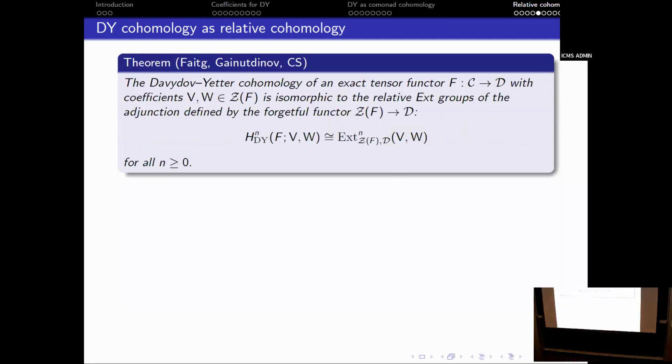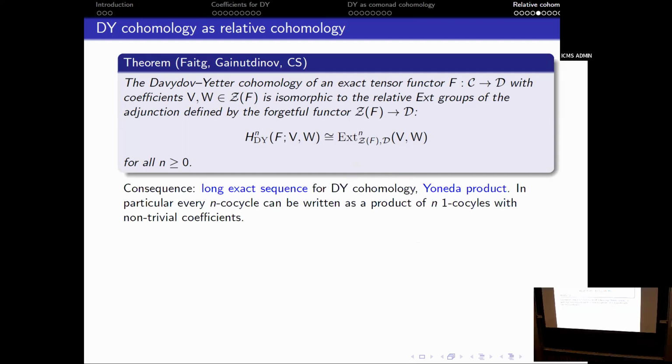Good. So now you are realizing that if we are working with an exact tensor functor, then with coefficients again, we can rewrite Davydov-Yetter cohomology in terms of the relative Ext, and it is the relative Ext for the adjunction which I had on the blackboard. And we know that Davydov-Yetter cohomology groups are relative Ext's. Good. So what did we gain? We gained long exact sequences. That's something I want to use and to show.